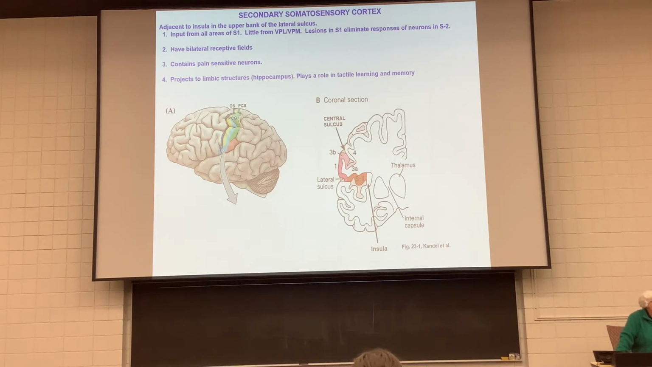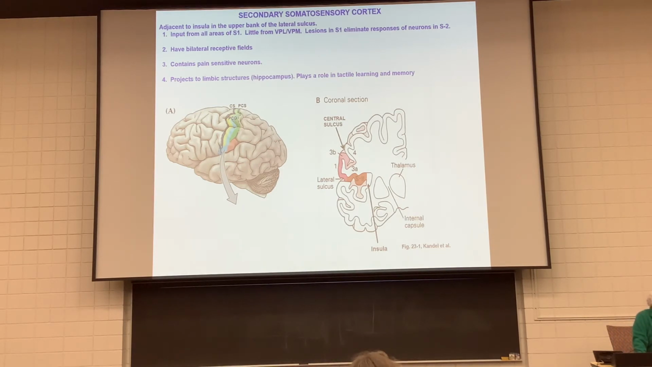Okay, let's move on to that secondary somatosensory cortex. It's located in this pink area, at the base of the primary sensory cortex. Let's take a section through here. Again, here's 3A, 3B, 1, and 2 would be in here. S2 sits right next to the insular cortex. Remember, that's the cortex that's buried under the parietal and temporal lobes.